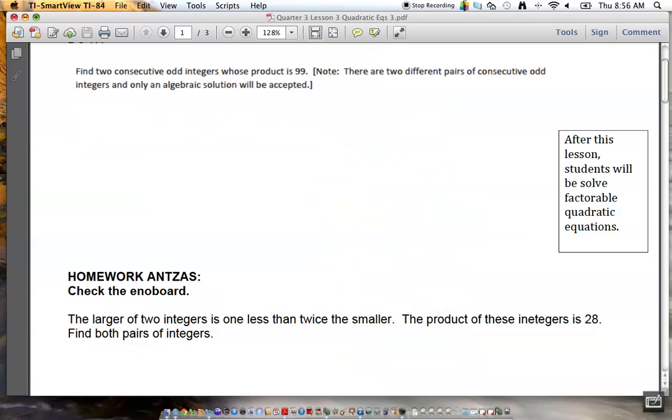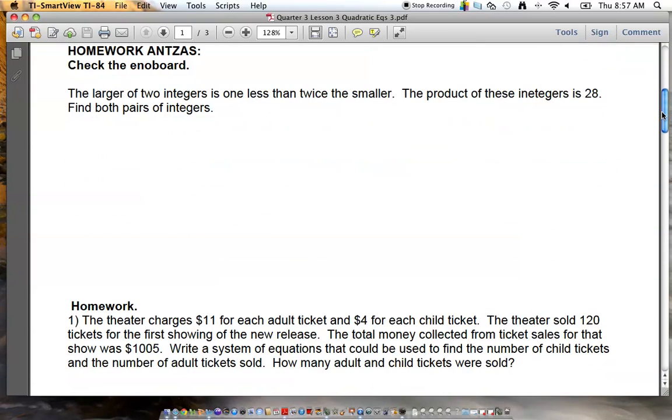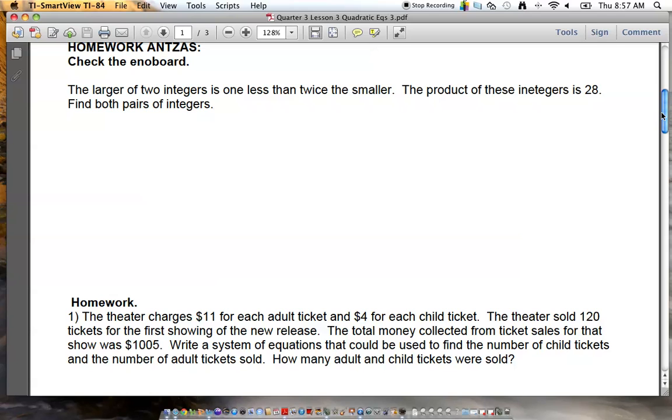Let's play. The larger of two integers is 1 less than twice the smaller. The product is 28. Find both integers. Begin. If you're a little stuck, feel free to talk to the person around you.